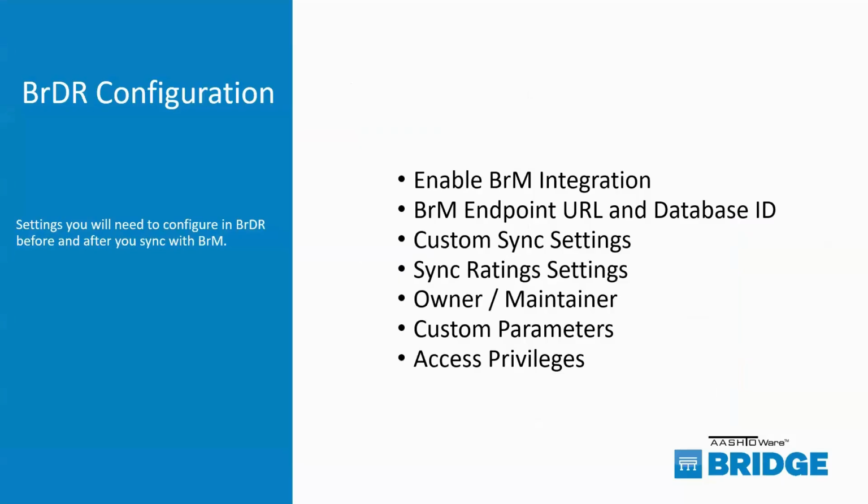So now I'll go over setting up BrDR for the first time, and then things that you'll be setting up later on. So the first thing you'll do is enable BRM integration. Then you'll have to enter your BRM endpoint URL and database ID. You've got to set up your custom sync settings, your sync rating settings for syncing ratings with BRM. And then I'll go over some considerations about the owner and maintainer. Then go over configuring your custom parameters, and then setting up your access privileges for your users.